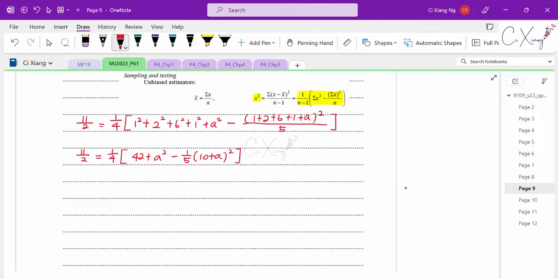Okay, then to get the value of a, I move the 1 over 4 over, so it becomes multiplied with 4. Therefore, my left hand side will become 22. Alright, so for the thing inside this bracket, I will have 42 plus a squared, then minus 1 over 5. I expand the bracket here, so I'm having 100 plus 20a, and then plus a squared, and it is equal to 22. Then again, further simplify some more.